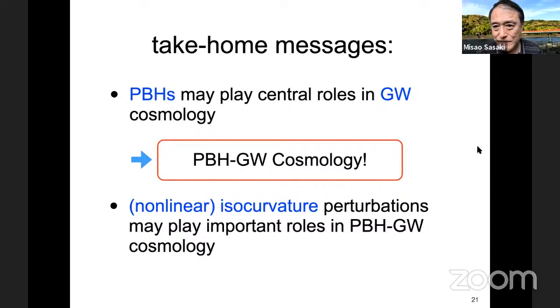Thank you for this fascinating talk, Misao. I'll ask people who want to ask questions to raise their hands, which you can do with the reactions button at the far right bottom of your screen. In the meantime, I will ask one question: could you give us an example of a model, a scalar-driven inflation model that would realize this?